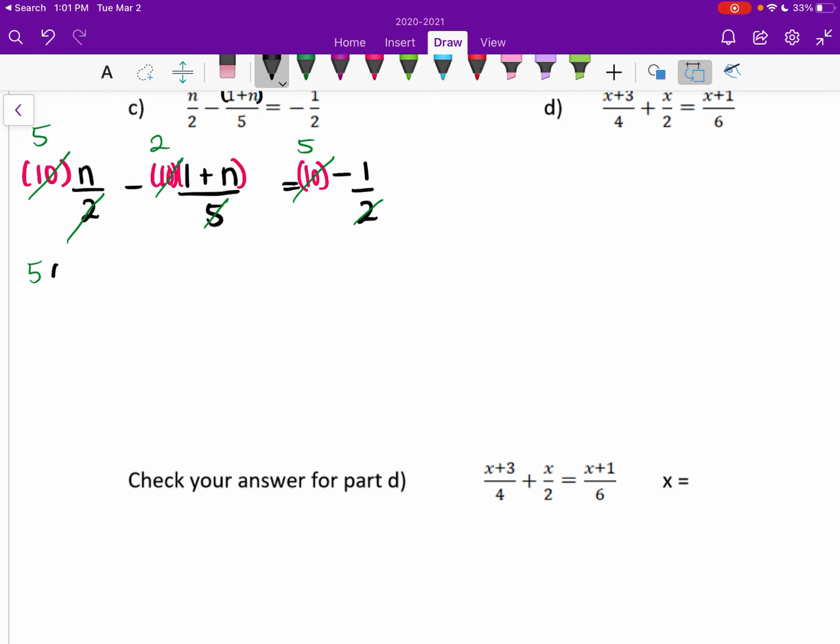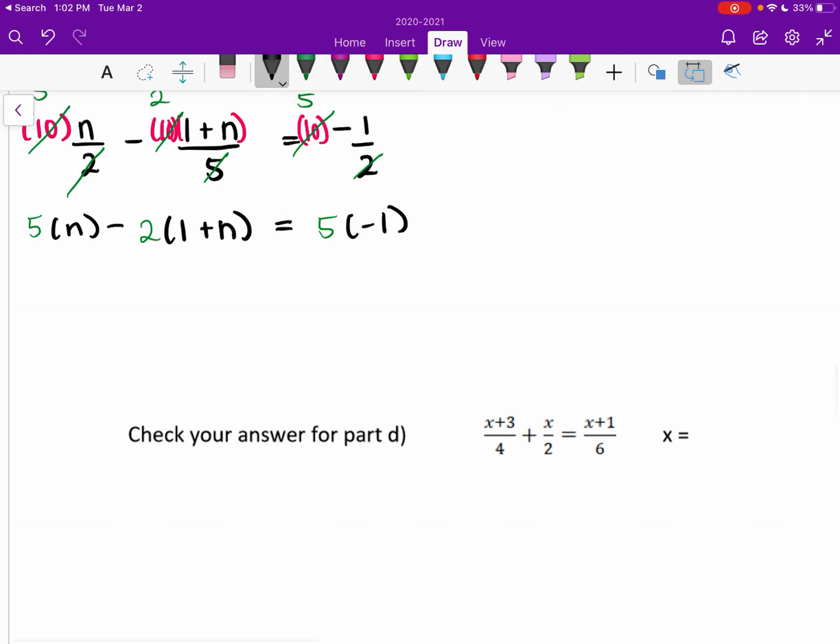5 multiplied by n minus 2. And you need to make sure that you keep the brackets intact. So it's 1 plus n equals 5 times negative 1. Oops, I'm just going to put that in the black marker again. Times negative 1. And I'm just going to go simplify.